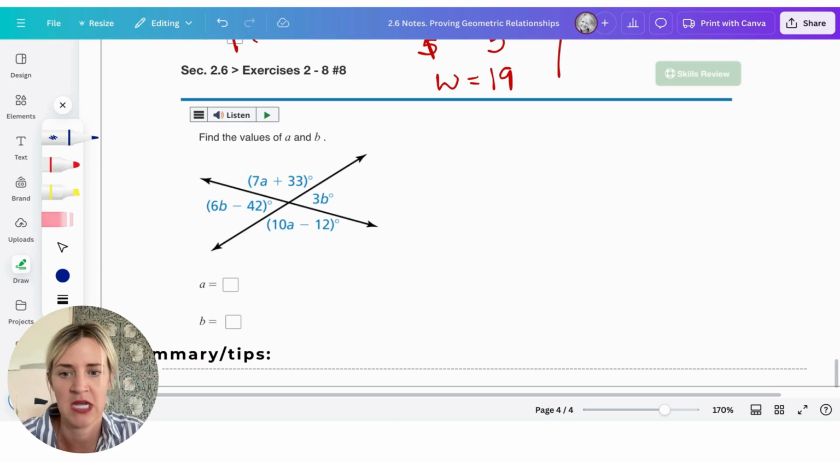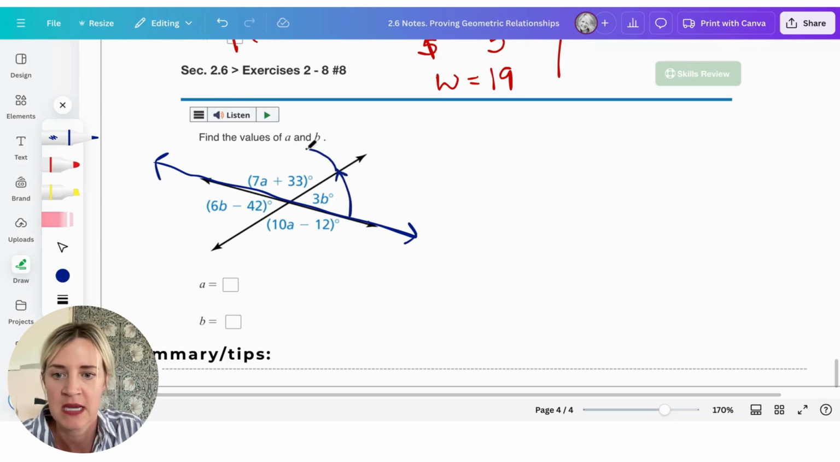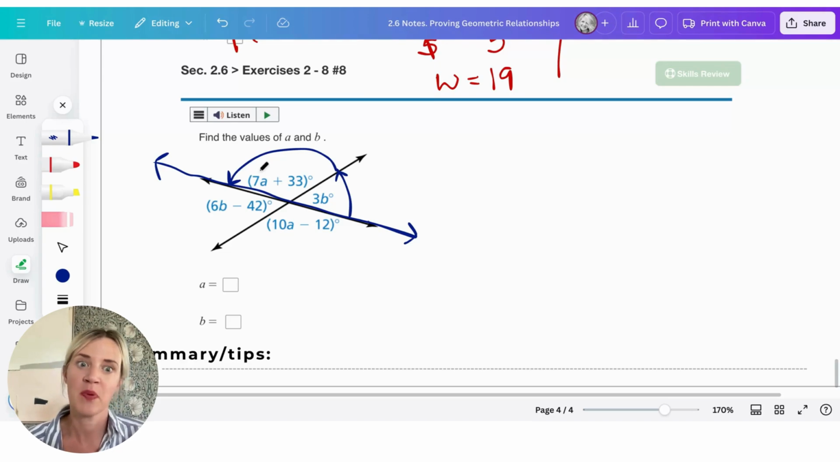First off, what I'm looking at here is we have a straight line, okay? So we have this straight line here, and so we know that two angles that create a straight line are supplementary, so they add to 180. So we could say this angle plus this angle, add them together, and we get 180. But what's the problem with that? Okay, we would have 3b plus 7a plus 33 equals 180, and we could solve it.